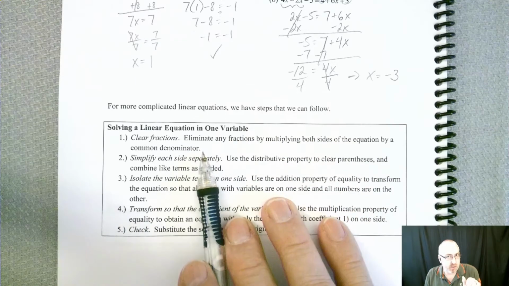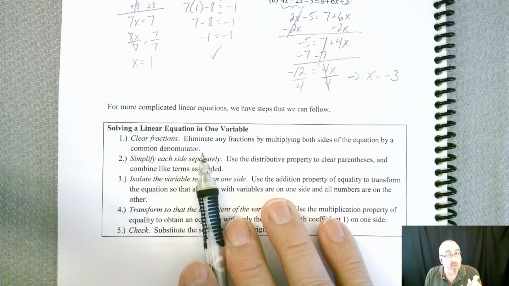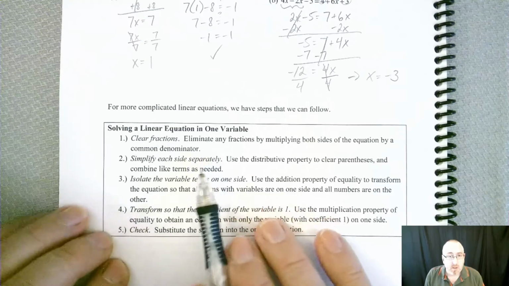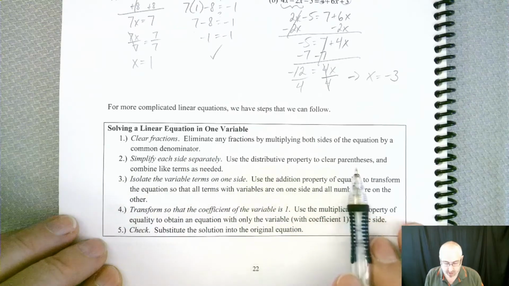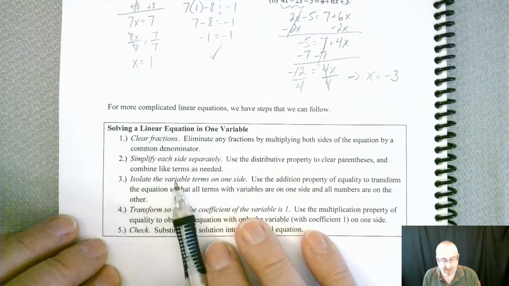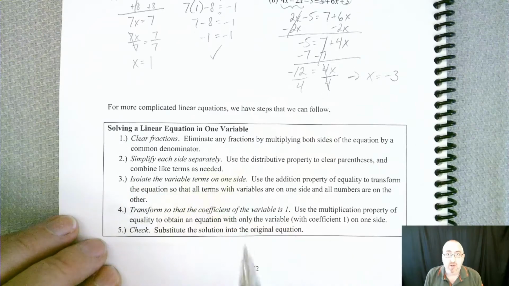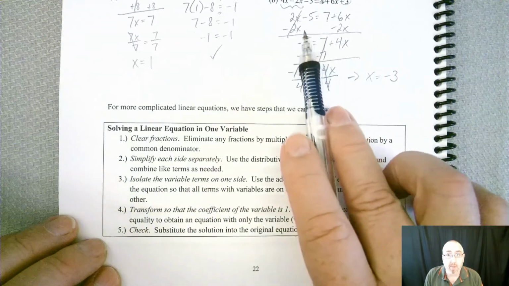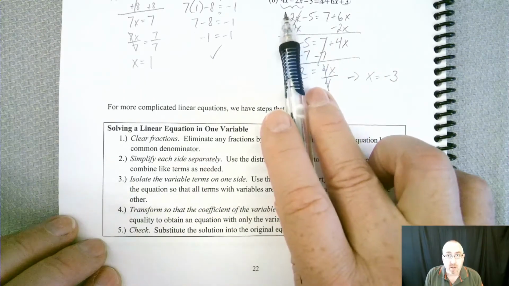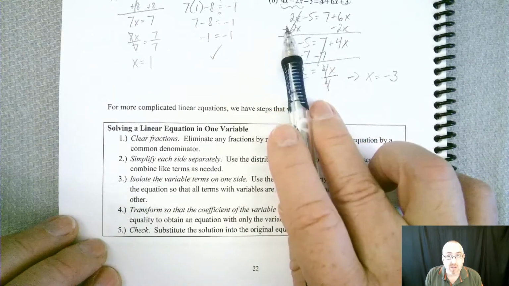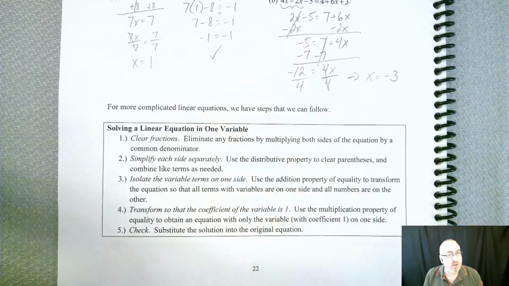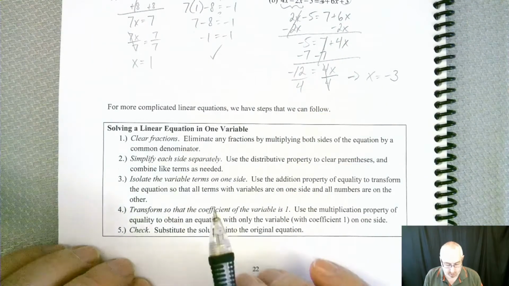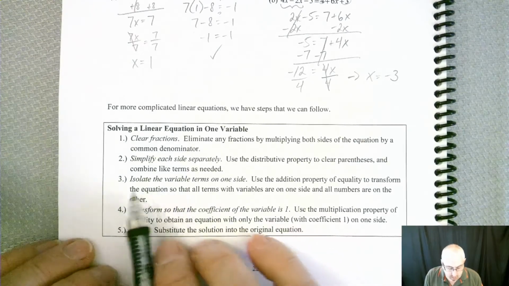I have a slight twist to that process, which I hope is going to be a little bit easier for you. So step 2, simplify each side separately. Use the distributive property to clear parentheses and combine like terms as needed. So that's what we did originally in this problem. We combined like terms. So the 4x minus the 2x, we combined it. The 4 and the 3, we combined it to a 7. So that's all that means, combining like terms. So don't get wordy or don't get nervous about it.